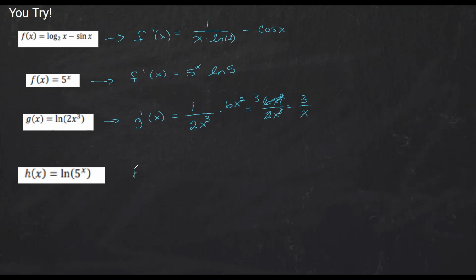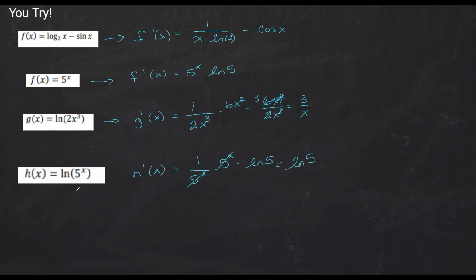And then for h prime, we're actually going to look at this in 2 different ways. If we just follow the rules, the natural log would be 1 over 5 to the x. Then we need to multiply this by the derivative of 5 to the x, which would require using our a to the x rule, which would say we need to multiply this by 5 to the x times the natural log of 5. Well, notice my 5 to the x's would cancel out. I would just be left with the natural log of 5.